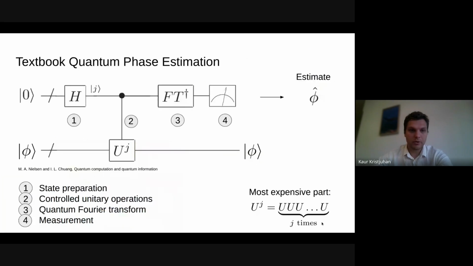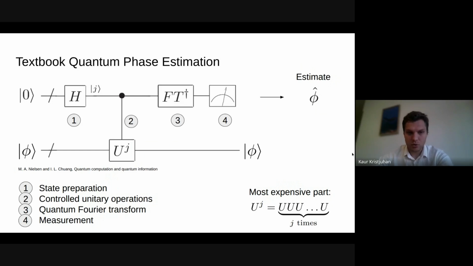So how are we going to do this? First of all, let's just look at what quantum phase estimation looks like. This is a diagram from a textbook, which is showing the steps that you need to do to perform quantum phase estimation. I've numbered these 1, 2, 3, 4. And you can see that the first step is to prepare a state on this extra register, which is called the control register.